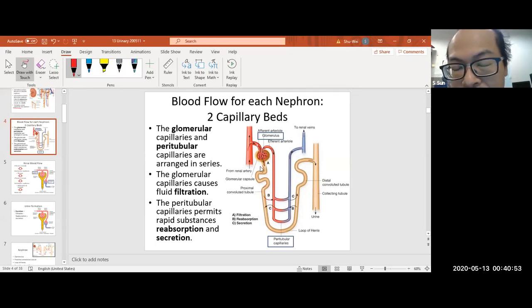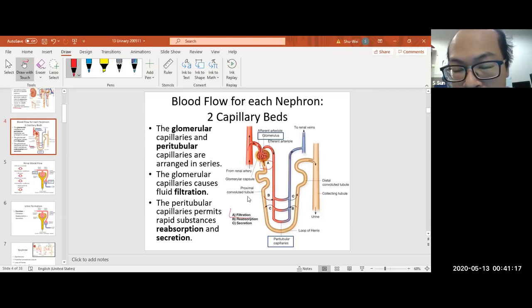So this portion is called filtration. This A is called filtration. Everything filters through. Filtration is driven by pressure. So here we have high pressure, pushing everything through. And then we have B, which is called reabsorption.